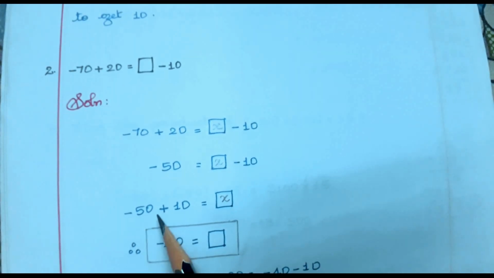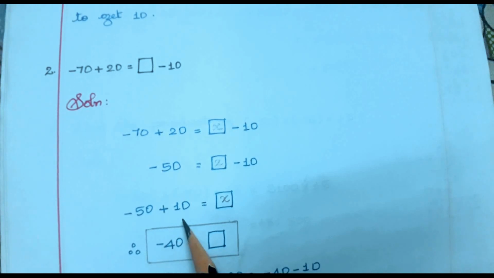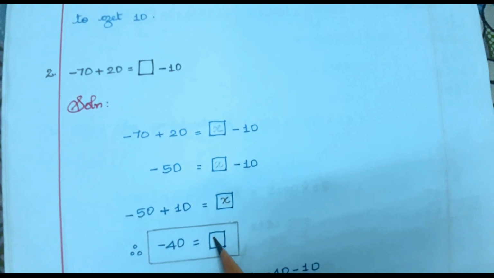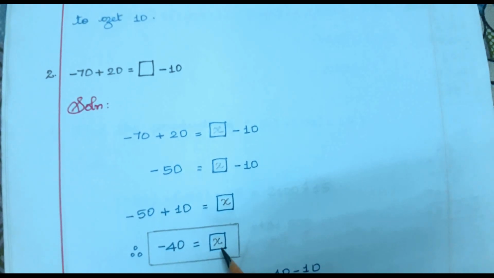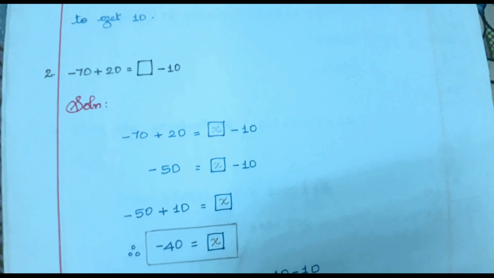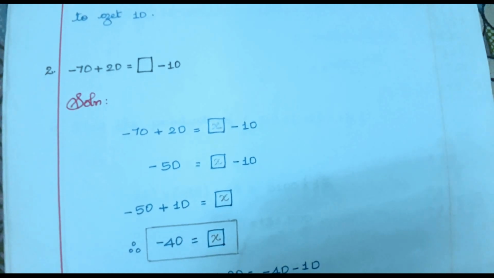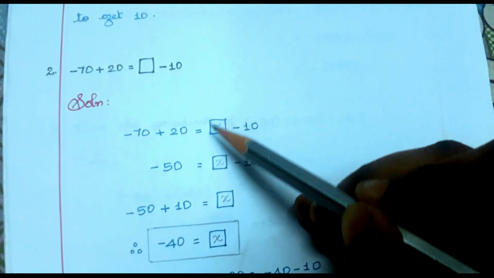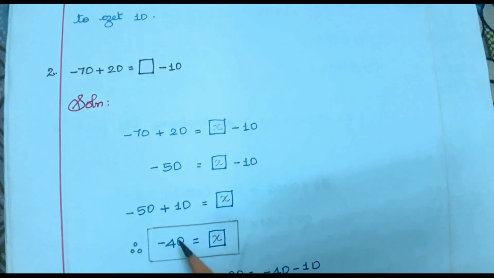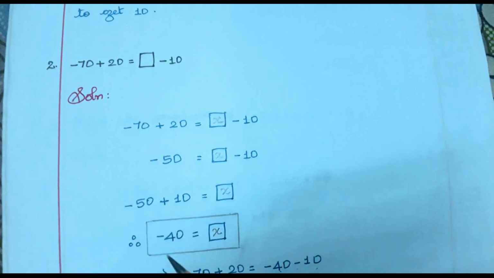Both the signs are different. When both the signs are different, we know that we have to subtract. 50 minus 10 is 40 and the biggest number's sign is minus. So therefore, this box which we called the unknown is equal to minus 40. This implies minus 70 plus 20 is equal to minus 40 minus 10. Instead of this box, I have written minus 40 because minus 40 is the answer which we found.